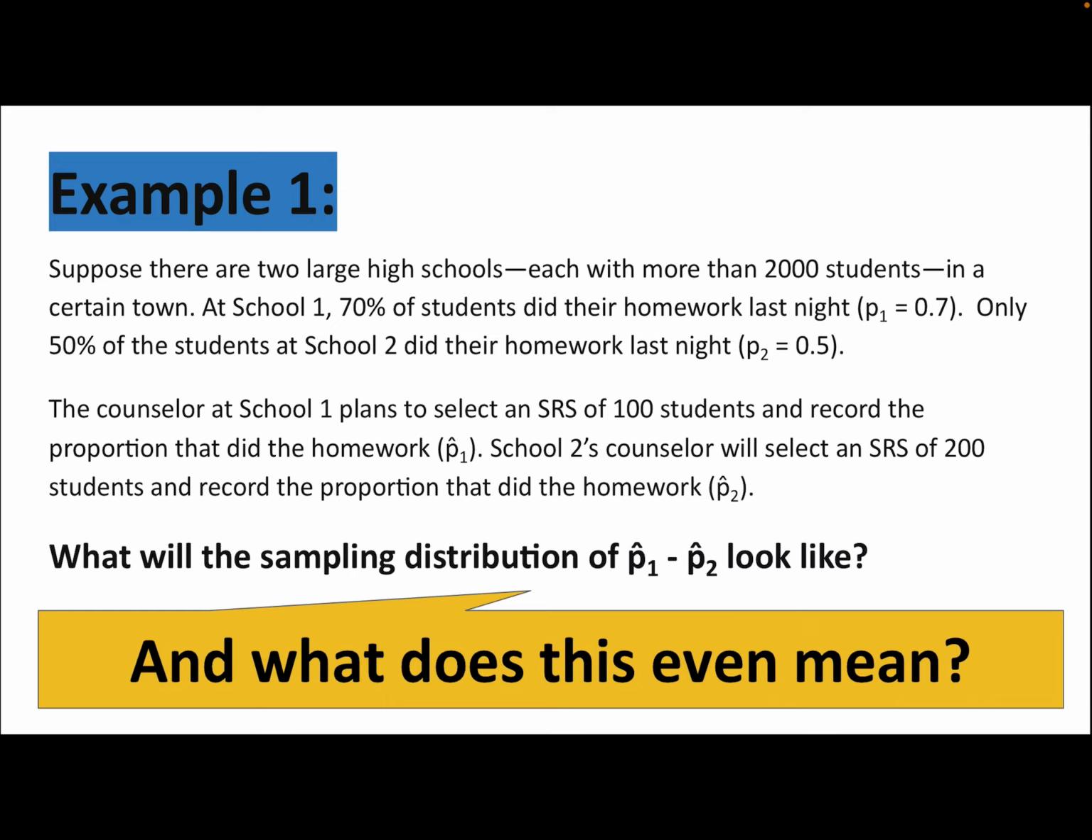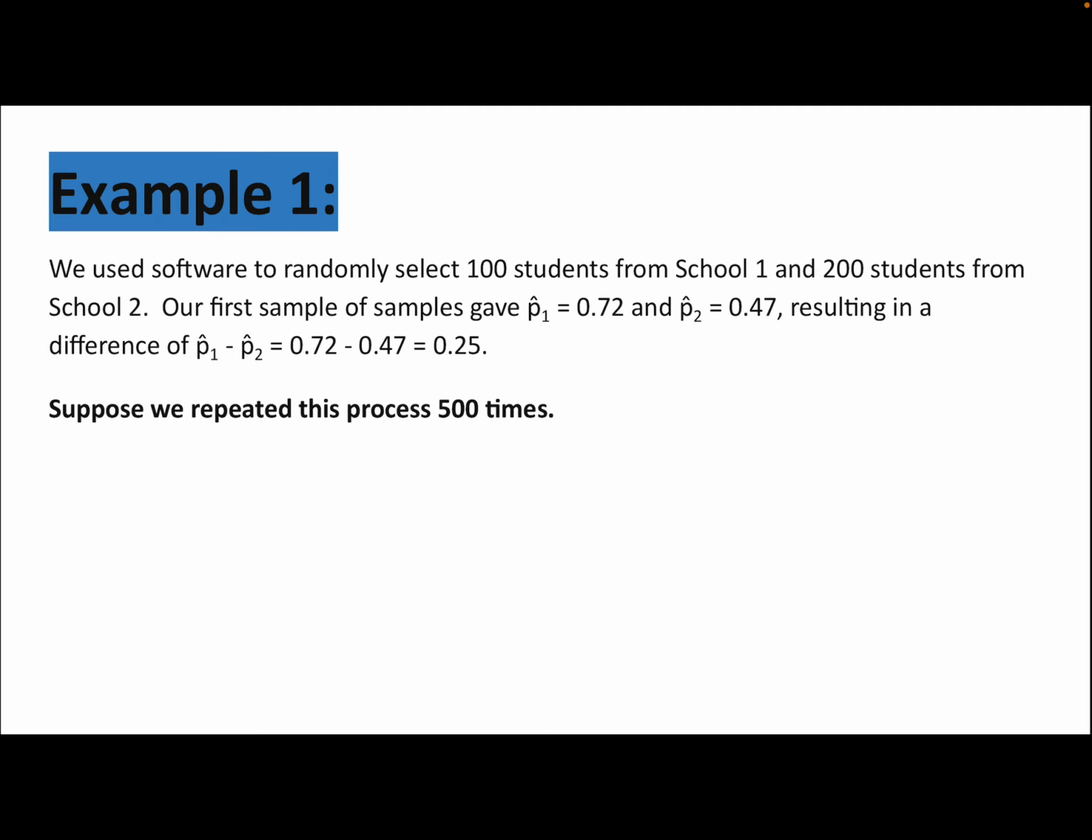And then school two's counselor will select a simple random sample of 200 students and record the proportion that did their homework, which would be p hat 2. And the question here is, what will the sampling distribution of p hat 1 minus p hat 2 look like? And what does that even mean? So what does it mean to be a sampling distribution for a difference in proportions?